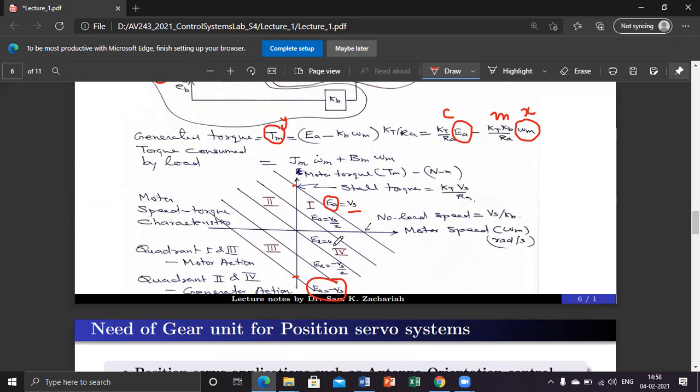These speed torque characteristics have 4 quadrants in this speed torque plane. First quadrant, second, third, and fourth. One important observation here is, if you take first quadrant and third quadrant, the product of speed and torque is positive. This is positive. Here also it is positive. That is speed into torque.